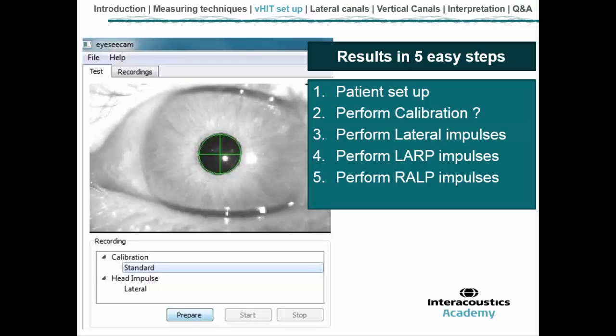As I mentioned, there's a few more steps involved in the diagnostic setup. The first of these is that we need to set the patient up correctly. If we do not set the patient up in the appropriate manner, then we're not going to record the results which we need to be able to see. Secondly, with the diagnostic test we need to perform the calibration. I put the question mark there because in a screening environment we do not need to perform this step. Next, we're going to perform lateral canal impulses, and then lastly we're going to do vertical canal impulses, and we pair the vertical canals with the left anterior and the right posterior, and the right anterior and the left posterior, LARP and RALP impulses, and we'll talk more about those later.